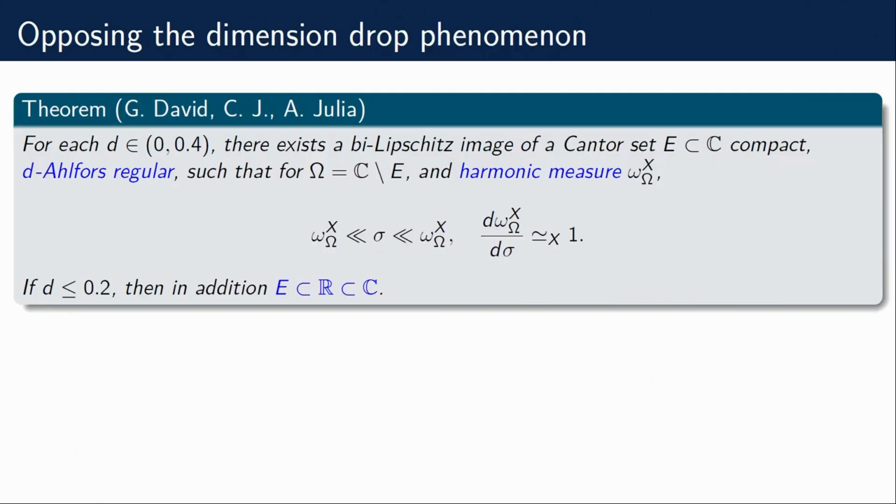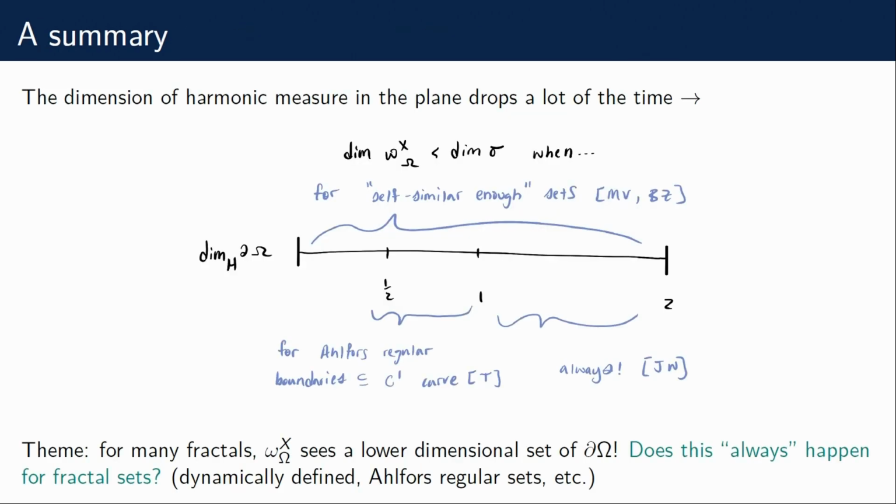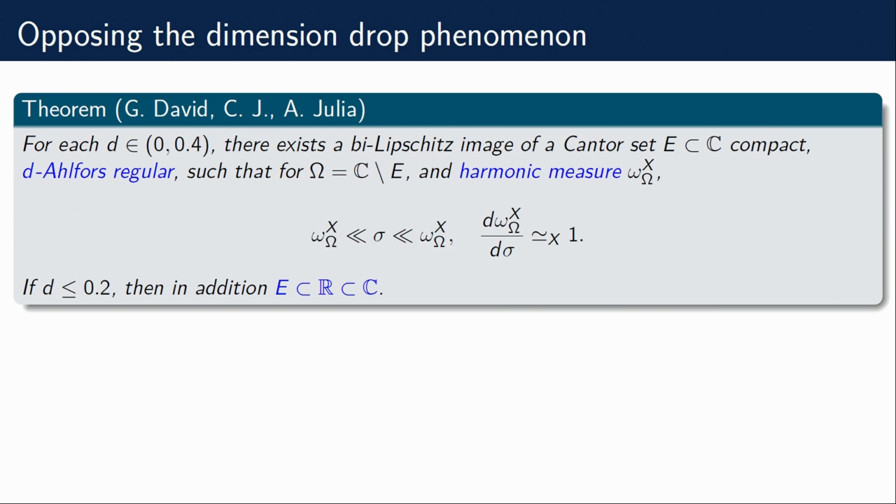And the result that we showed is going in the other direction for Ahlfors regular sets. So this is our theorem. We have a construction, and it says the following. If you give me any dimension between 0 and 0.4, so kind of small, we can find a bi-Lipschitz image of a Cantor set in the plane. It's d Ahlfors regular. This is the main thing.